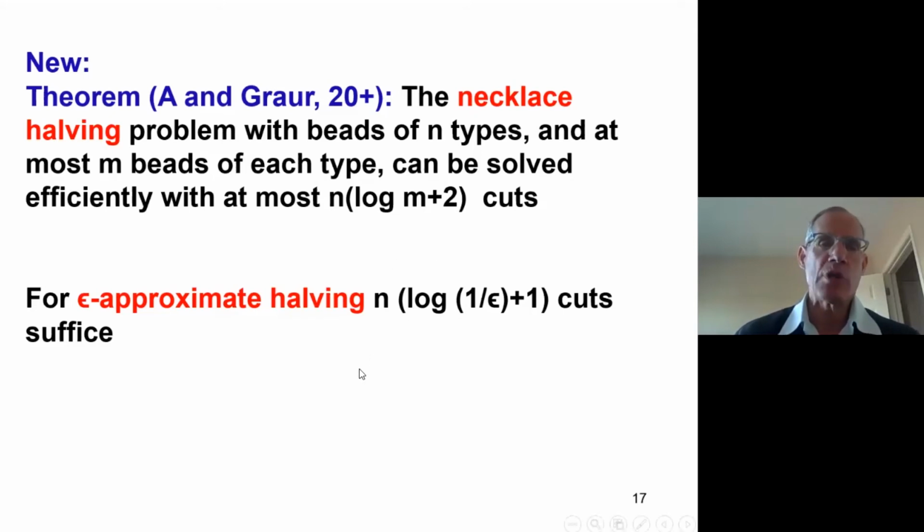And if we just want an epsilon-approximate halving, so instead of the exponential behavior before, we could do it efficiently with n times log of 1 over epsilon cuts. So you see that if epsilon is a constant, then this is a linear number of cuts.